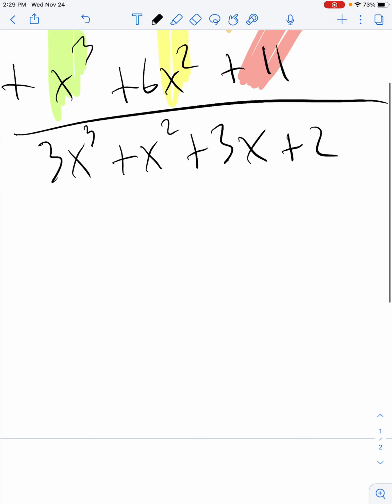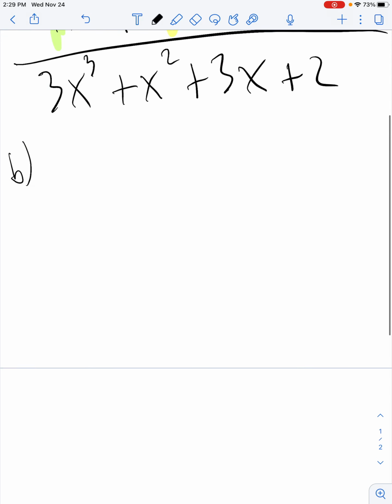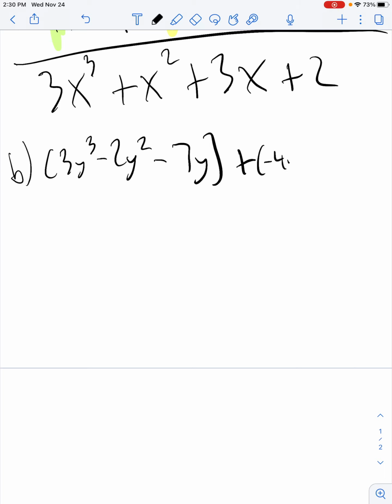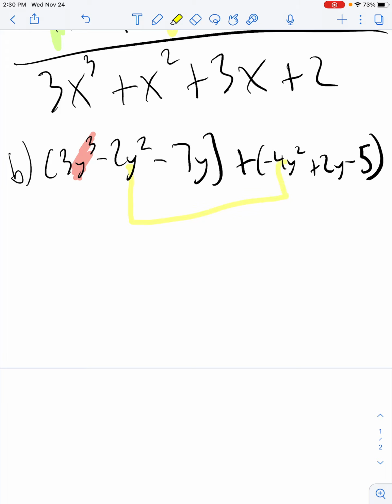You can also, kind of like our second example for adding here, say 3y to the third minus 2y squared minus 7y plus negative 4y squared plus 2y minus 5. Again, I can just go through and say, all right, I don't have any other y to the thirds, so I can't do anything. I do have some y squareds that I can add together. I do have some y's that I can add together. And then I only have one set of constants, so I can't add any of that.